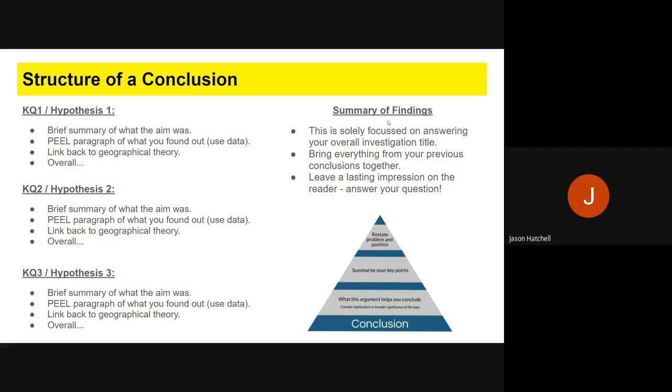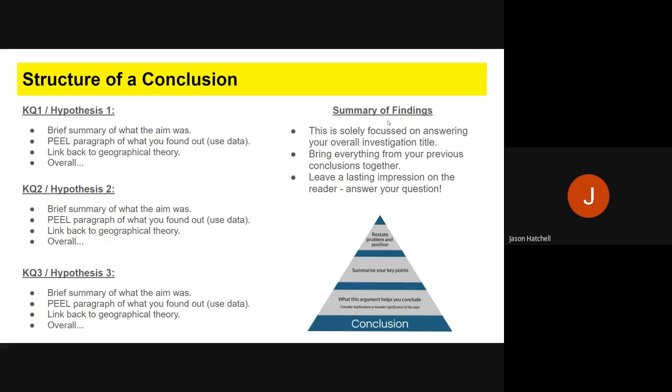Each of your key question or hypotheses paragraphs should follow a structure. So there should be a brief summary of what the aim was. What did you want to find out with this key question? Then a good PEEL paragraph of what you did find out using the data from your analysis. Then trying to link back to geographical theory where relevant. And then at the end of each of the hypotheses or key question paragraphs saying, overall, what the answer to that key question or hypothesis was based on your analysis and summary. Now, you do that effectively 3 times.